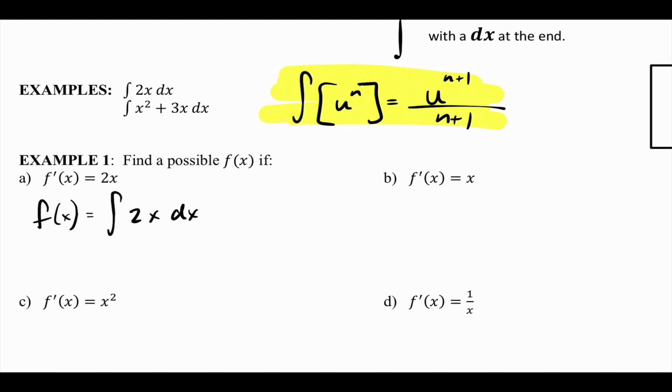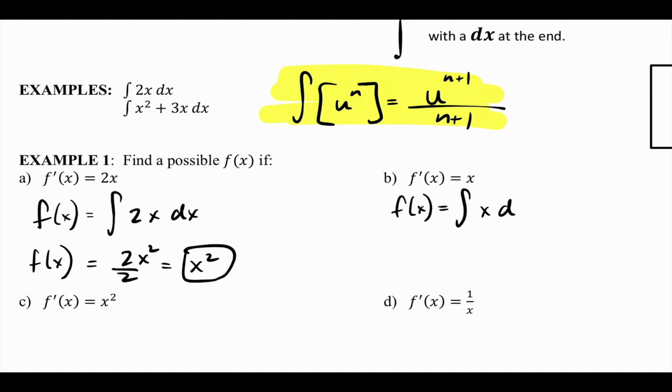So 2x becomes, I add 1 to the power, so 2x squared. And then I divide by that new power. Done. So the antiderivative of 2x is x squared. You can always check your answer, because what's the derivative of x squared? 2x, right?